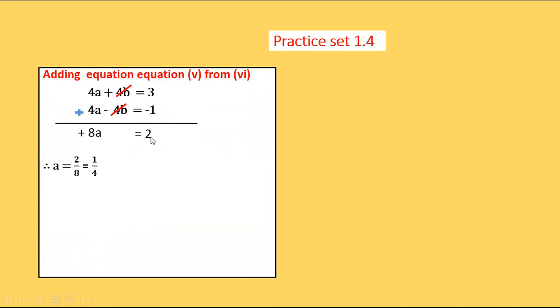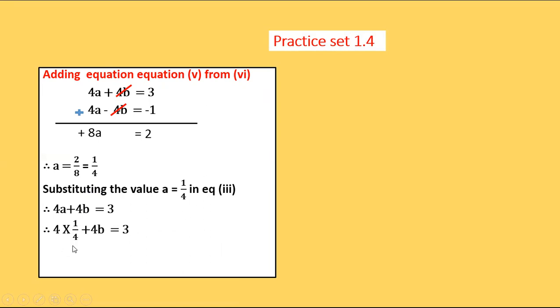Hence, 8 goes on the RHS side, then we divide. a is equal to 2 upon 8 is equal to 1 upon 4. The value of a is equal to 1 upon 4. Substituting the value a is equal to 1 upon 4 in equation 3. Equation 3 is 4a plus 4b is equal to 3. Therefore, a is equal to 1 upon 4. 4 multiply 1 upon 4 plus 4b is equal to 3.